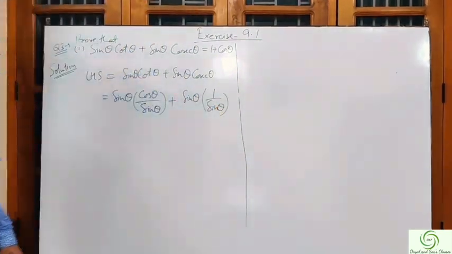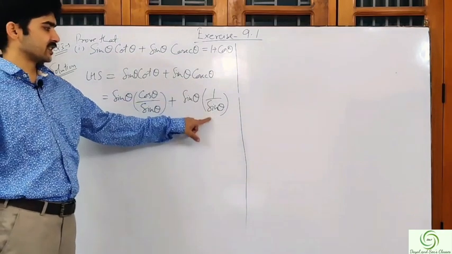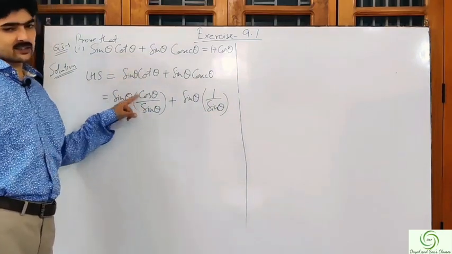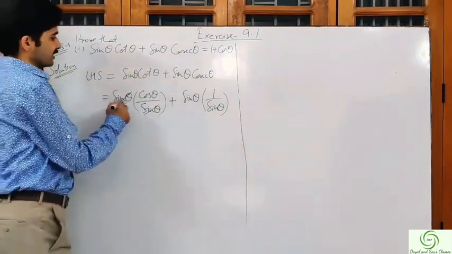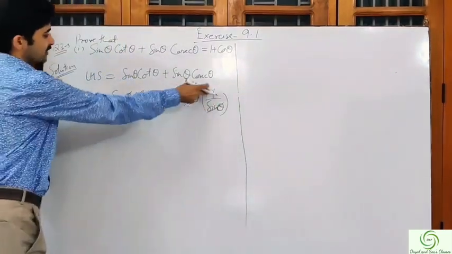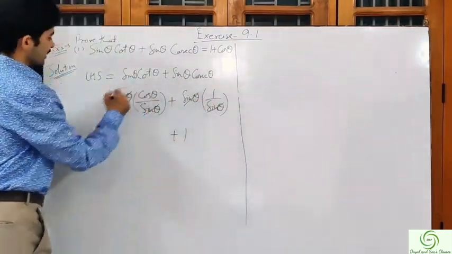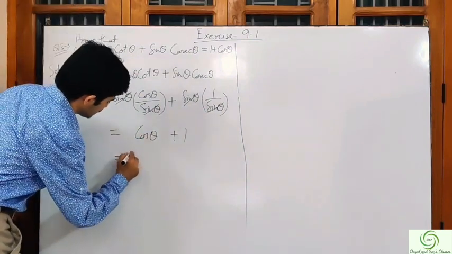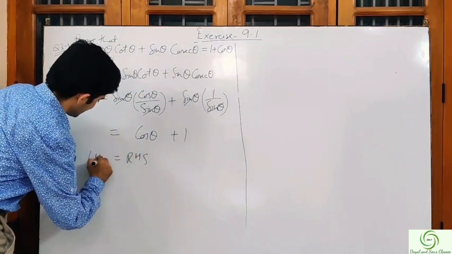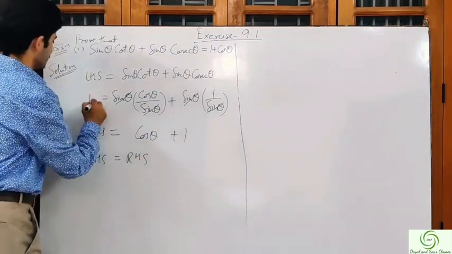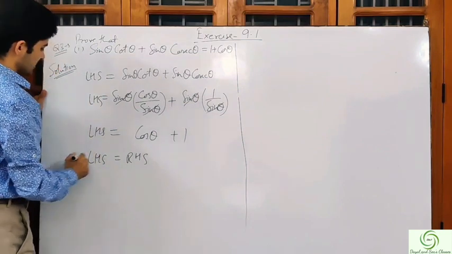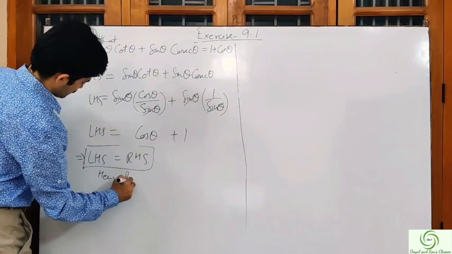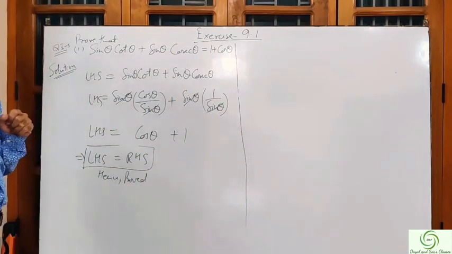Cosec theta is equal to 1 upon sin theta. We know cosec theta is equal to 1 upon sin theta, so in place of cosec theta I write 1 upon sin theta, and in place of cot theta we can write cos theta upon sin theta. Here sin theta gets cancelled, sin theta gets cancelled. What are we left with? Plus 1, and what we are left with here is cos theta, and this is equal to RHS. Implies LHS equal to RHS, hence proved.